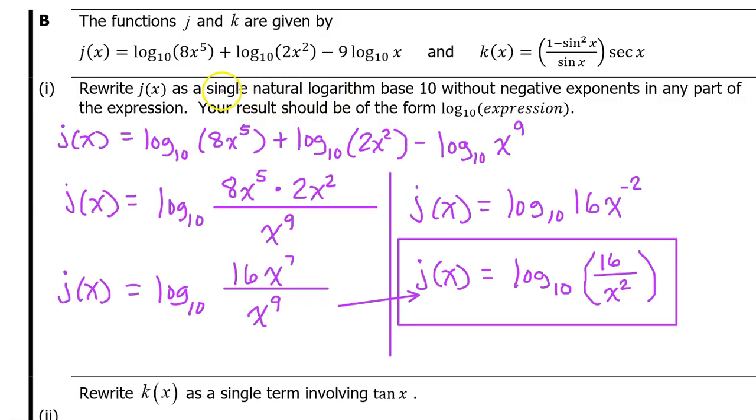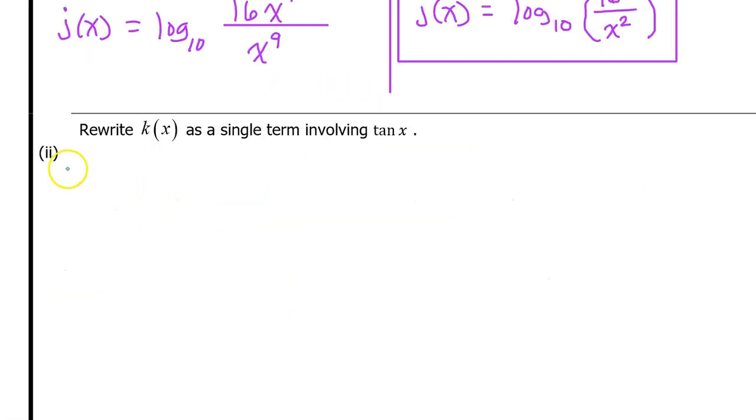Small mistake in the directions. This should say a single logarithm base 10. It shouldn't say natural logarithm because that would be base e, not base 10. Small mistake.